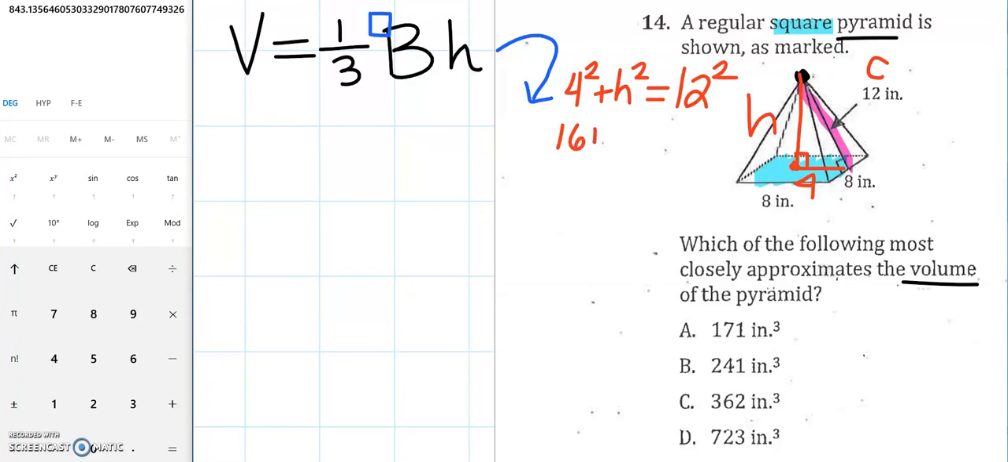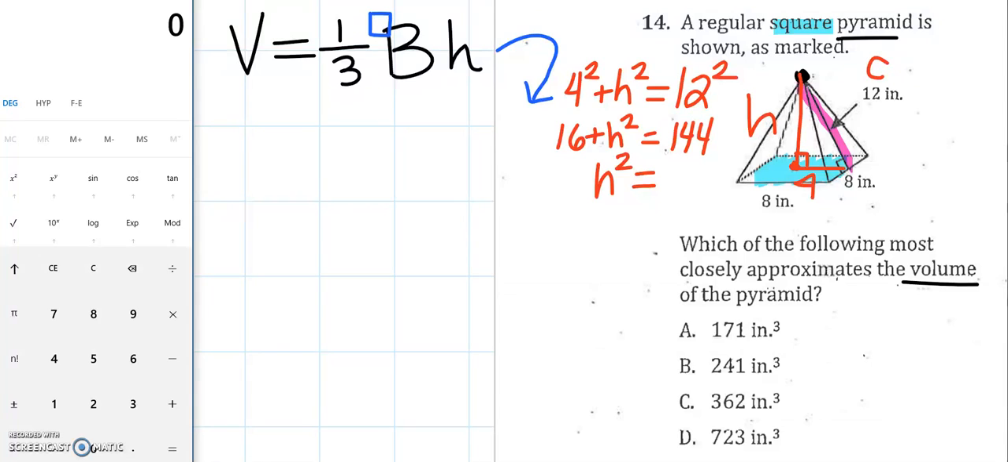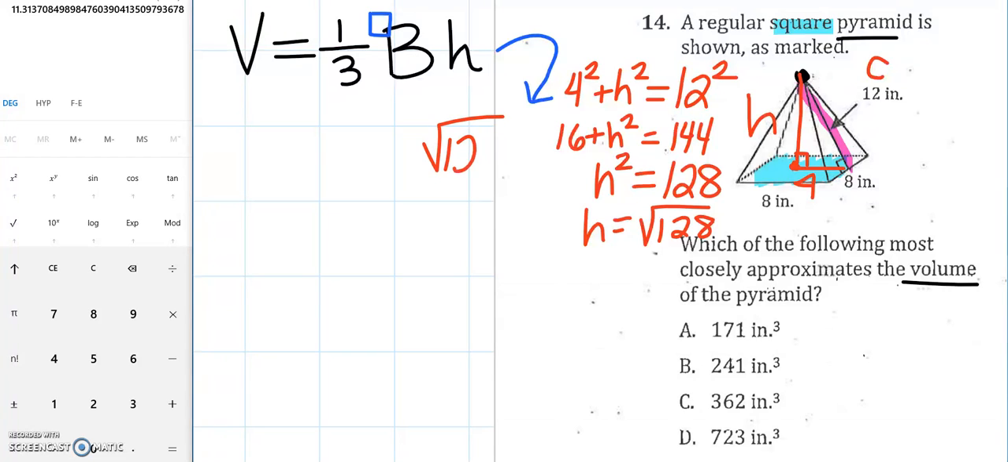4 squared is 16. 144 for the 12 squared. Subtract 16. 128. Okay, now I need h, and h is going to be the square root of 128, which is not going to be a perfect number. If we put in 128 square root, it's going to give us that awful number. So we're not going to use that awful number because it's going to give too much rounding error. Instead of that, we're going to put in the square root of 128. And only in the last step will we put in that weird number.